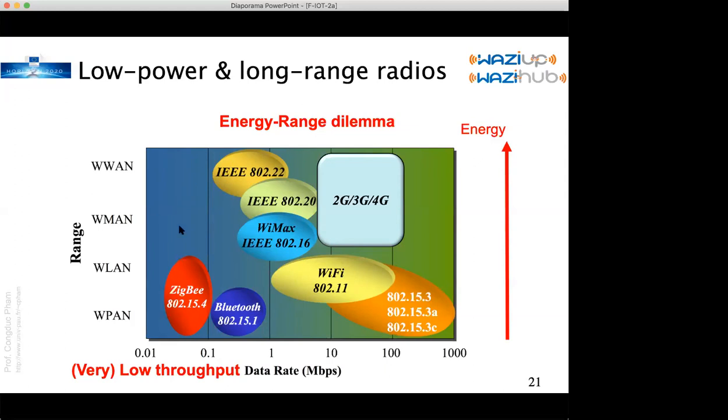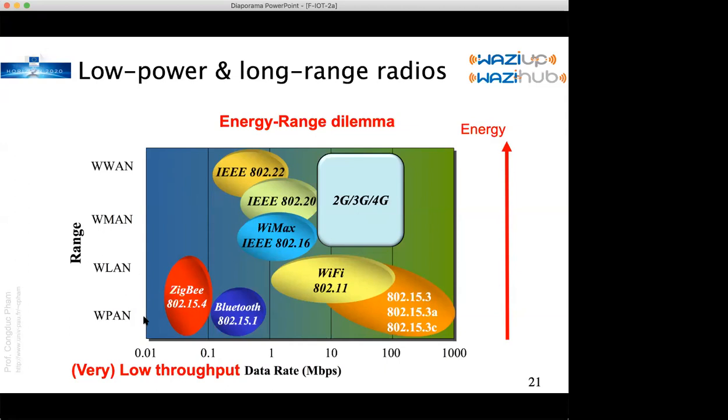This space represents very low throughput but long range. And obviously the longer distance you want to cover, the more energy you're going to consume. So the idea here is to have a radio technology that allows you to have very low throughput while still being able to transmit over a long range. And that's the core of the transmission issue we have in Internet of Things. Because these things don't need a high bandwidth. You're not going to stream videos. You just need to send temperature from time to time.